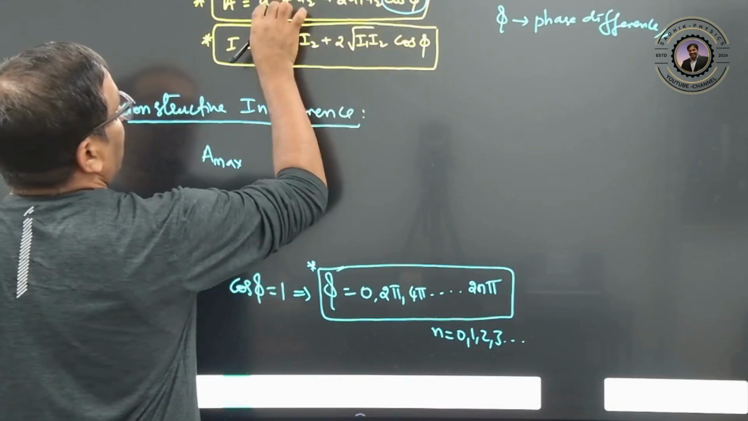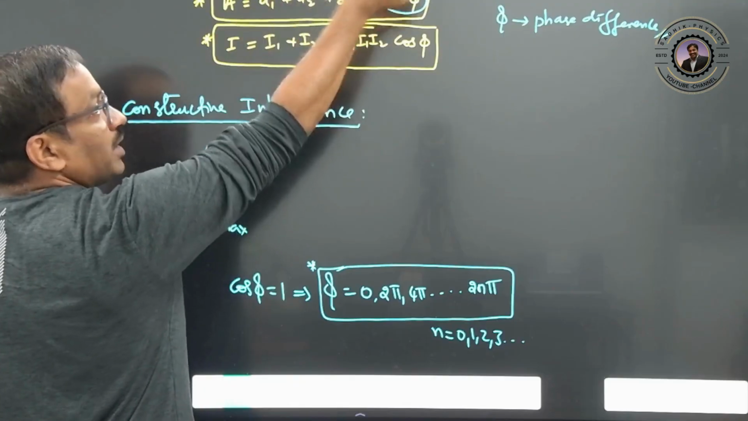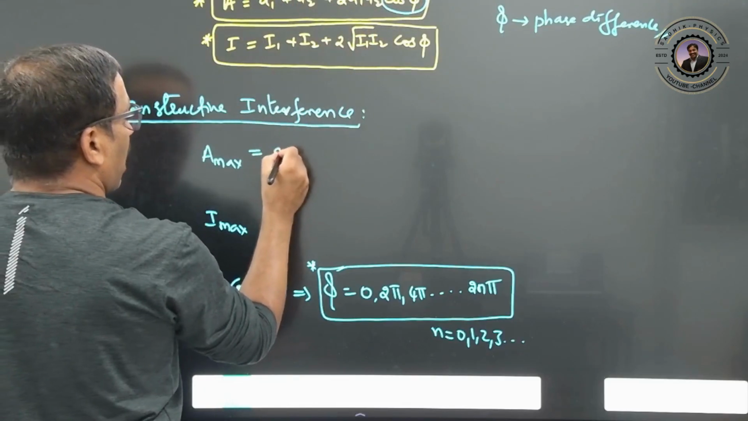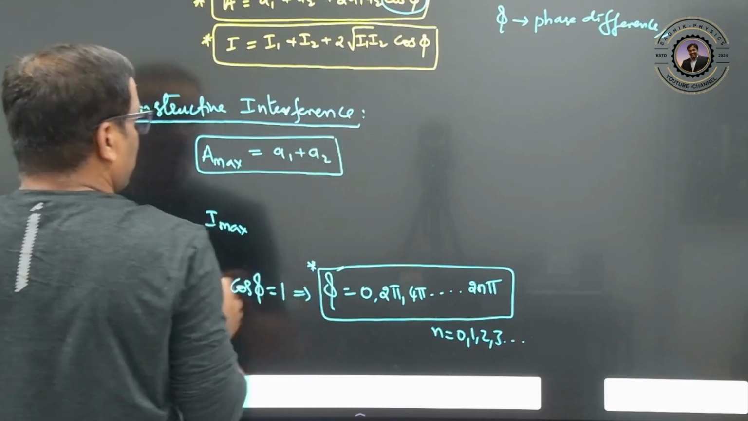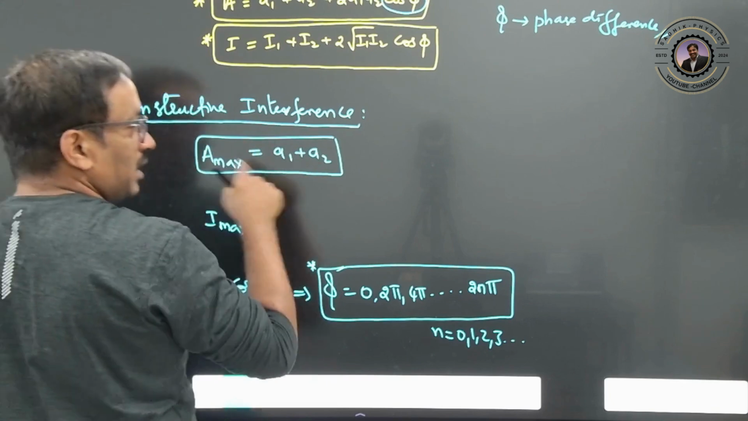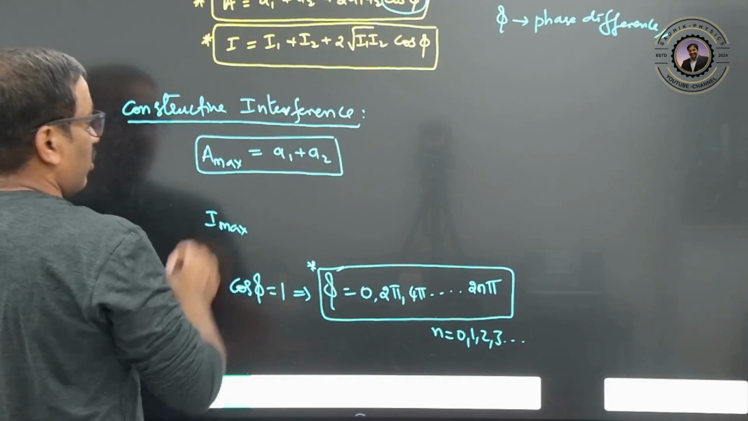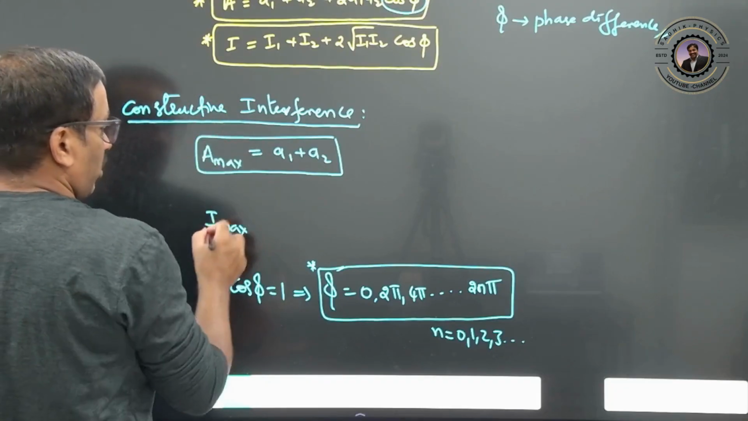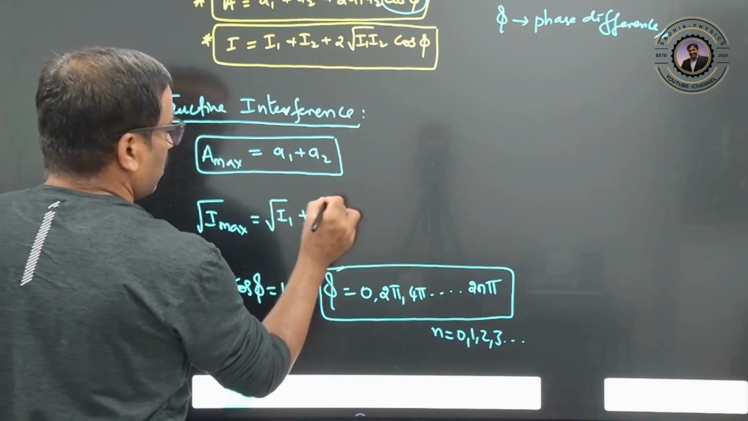If it is 1, then A1 square plus A2 square plus 2 A1 A2, I can write as A1 plus A2 whole square, so the amplitude is A1 plus A2. Clear? So intensity is maximum; intensity is directly proportional to the square of the amplitude. Square of the amplitude means what? Amplitude is nothing but the root of this one. Therefore root of I will be equal to root I1 plus root I2.